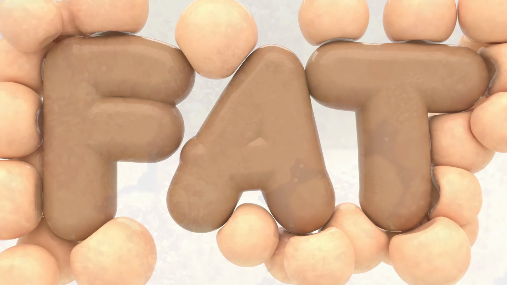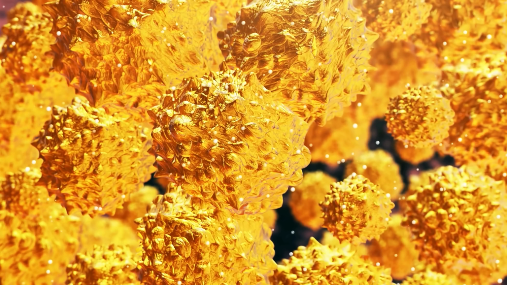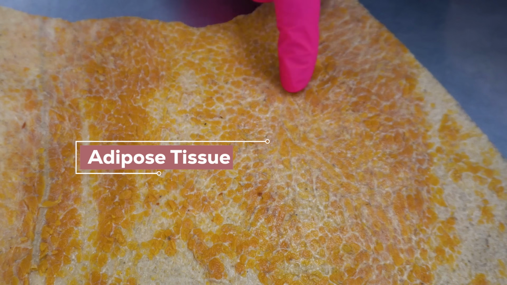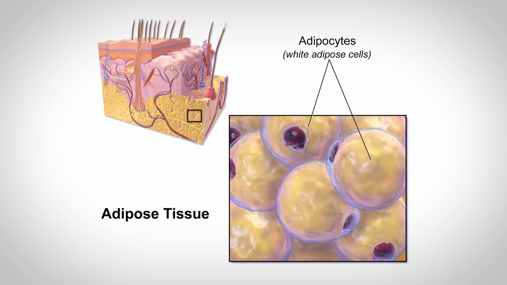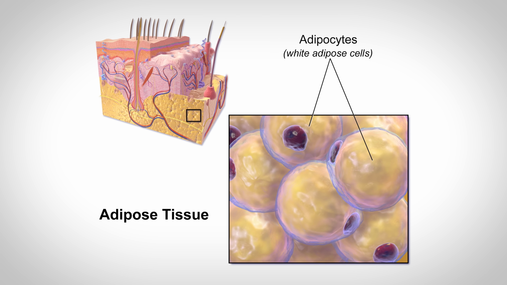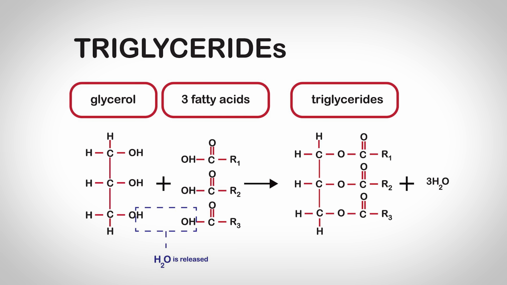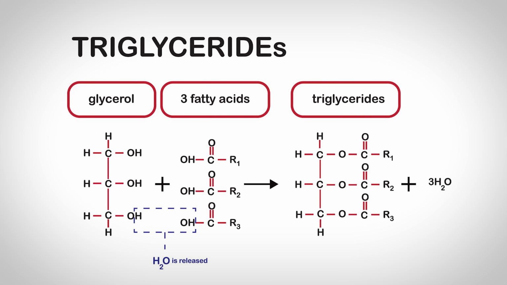So let's start with the basics. What is fat? Fat is technically known as adipose tissue, which is actually a type of connective tissue. And if you were to zoom into this adipose tissue that you can see on the underside of the skin dissection, you would see that it's made up of specialized cells called adipocytes. These cells are like tiny warehouses for storing fats in the form of triglycerides, which are molecules made up of a glycerol and 3 fatty acids.